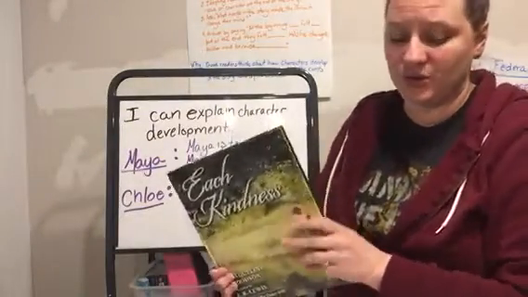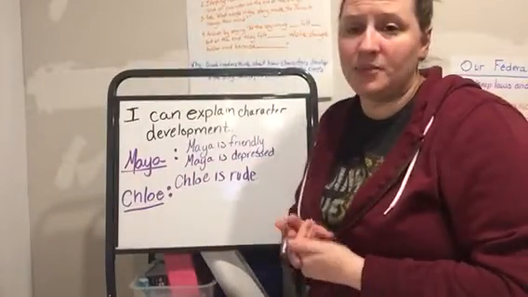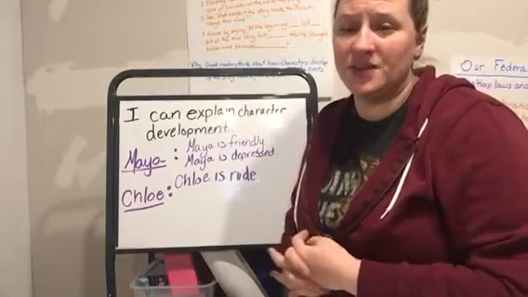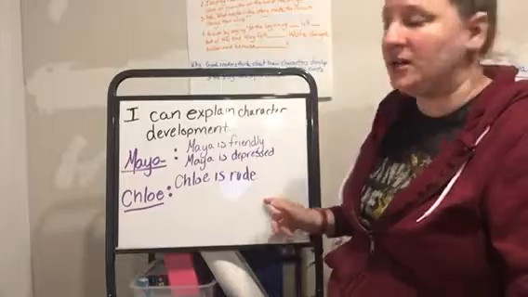So that's the end of our story. So we talked about how Maya is friendly at the beginning, and then by the end she is feeling depressed because the kids are being mean to her, they're laughing at her. So at the beginning, Chloe is rude.